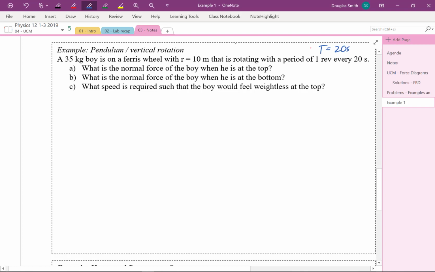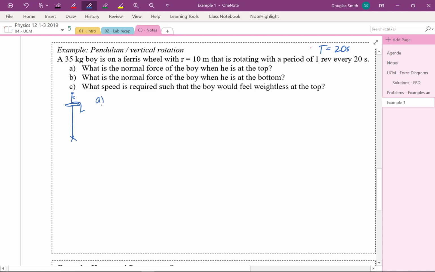Okay, what's the normal force of the boy when he's at the top? So it's a Ferris wheel, so the boy's sitting on a chair. So when he's at the top, you can picture it like this, right? First I'll do a little drawing: here's the seat, there's the center of the Ferris wheel, and the kid's like this. So the seat is pushing up on the boy, and yay, super fun. There's normal force pushing up and gravity coming down.